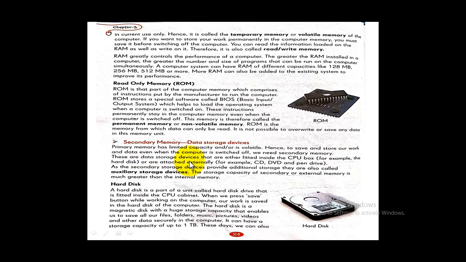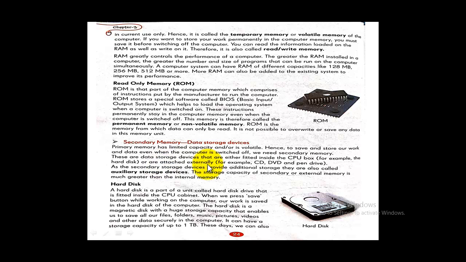These are data storage devices that are either fitted inside the CPU box, for example, the hard disk, which is fitted inside the CPU cabinet, or are attached externally, for example, CD, DVD, and pen drive. CD means compact disk, DVD means digital versatile disk, or we can also call it digital video disk, and the pen drive we also call the flash drive.